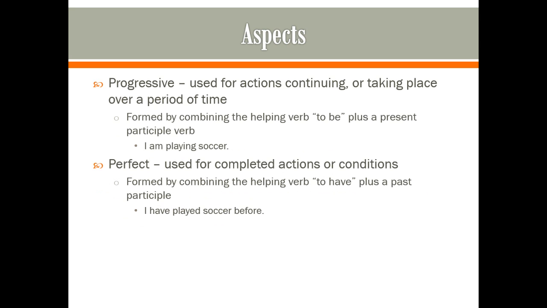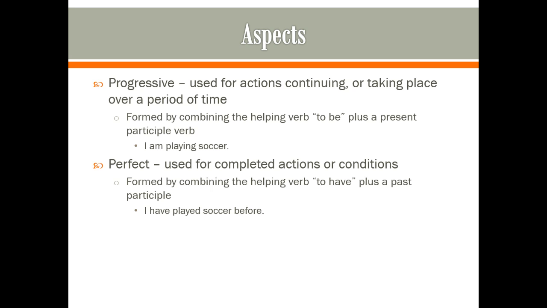All right. Aspects. The progressive aspect is used for any actions that are continuing or that are taking place over a period of time. And we form the progressive by combining the helping verb to be plus a present participle verb. I am playing soccer. I'm currently playing soccer. I have been playing soccer. That is a continuing action. It's taking place over a period of time, so we use the progressive.